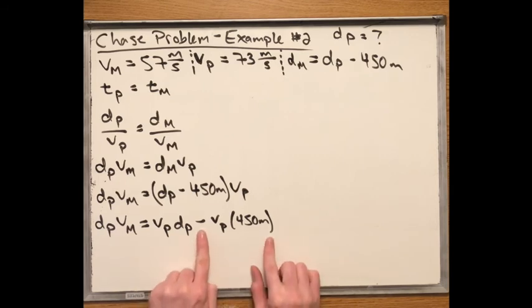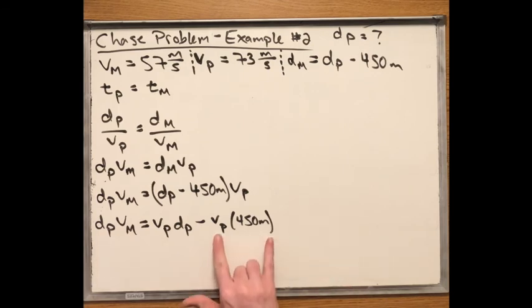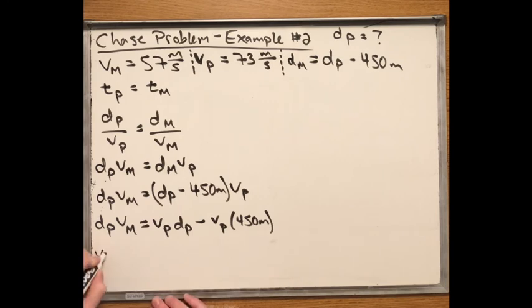Because a lot of people, when they just subtract VP dP over to the left-hand side, drop this negative somewhere. And then they end up getting a negative distance. And because distance is a scalar, that really makes no sense. So please, I recommend that you follow that piece of advice. I'm going to add VP times 450 to the other side.